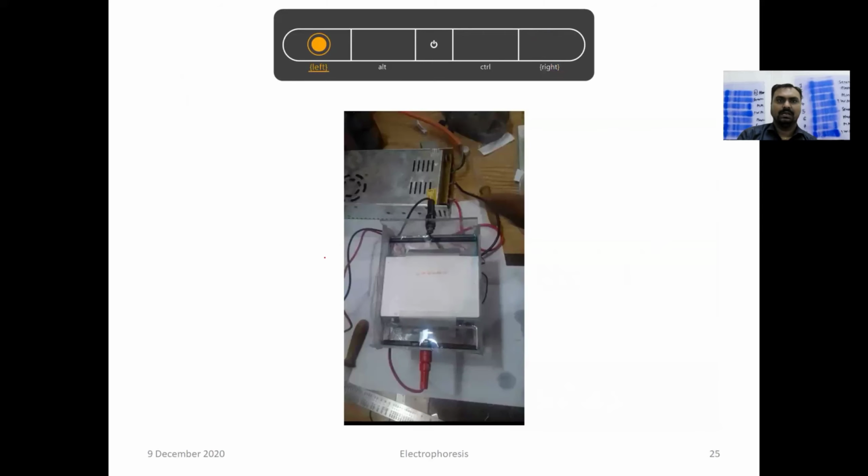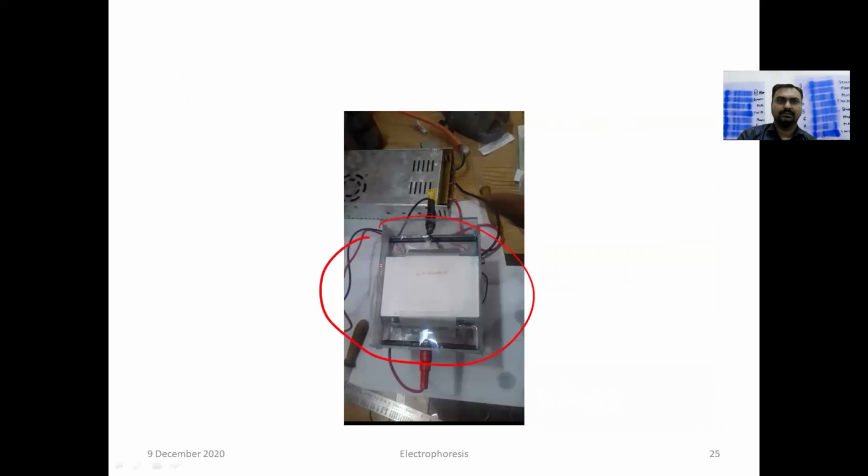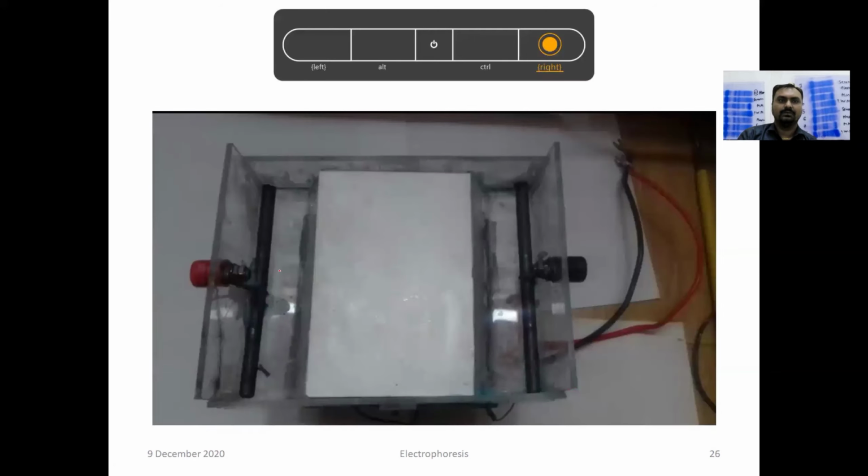So this is the electrophoresis chamber. You can see here, this is a support medium like starch, agarose, or cellulose acetate. On one side there will be a negative electrode, on the other side a positive electrode. So molecules will move from the negative electrode to the positive electrode. Okay, you can see here.